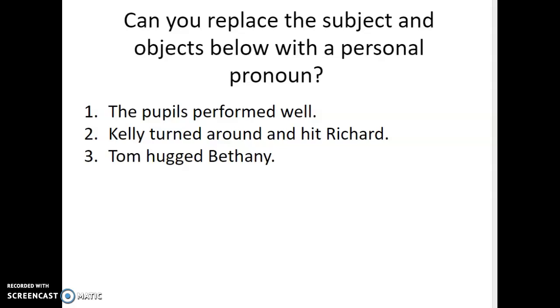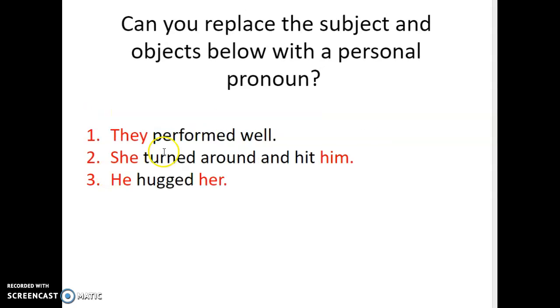Okay, hopefully you managed to give that a go, and I will bring the answers up on the next slide here. So the first sentence we had was the pupils performed well. The pupils, of course, is the noun here, and obviously the subject. In order to replace that with a personal pronoun, I would replace the pupils with they. So that is the first one there.